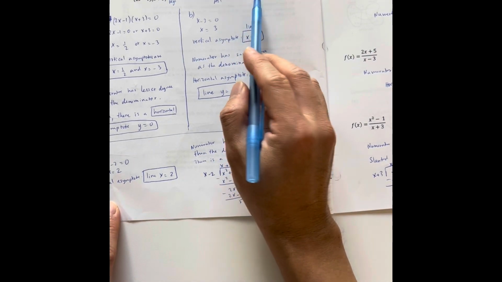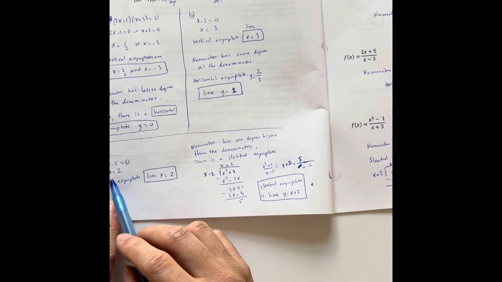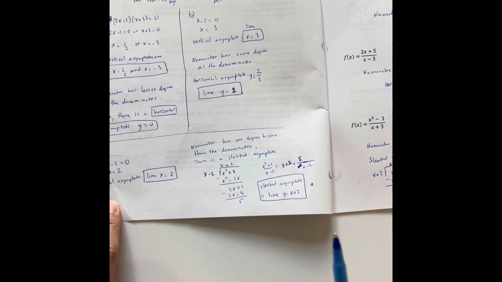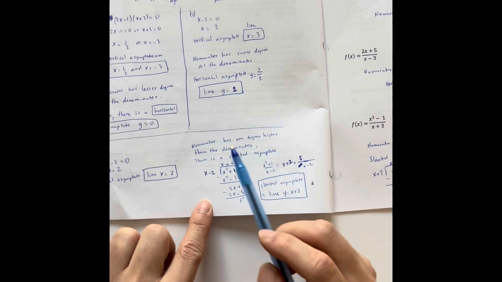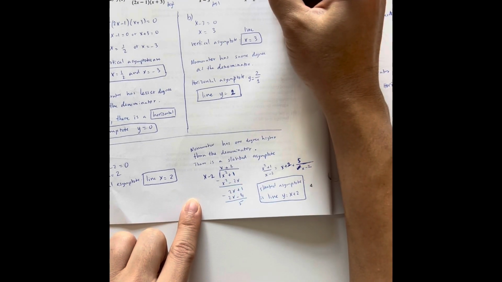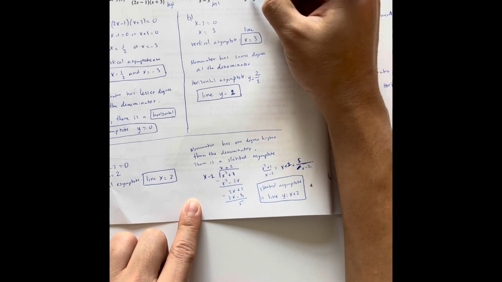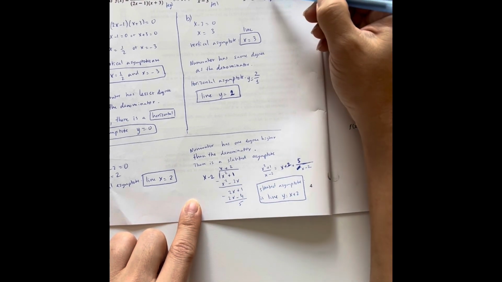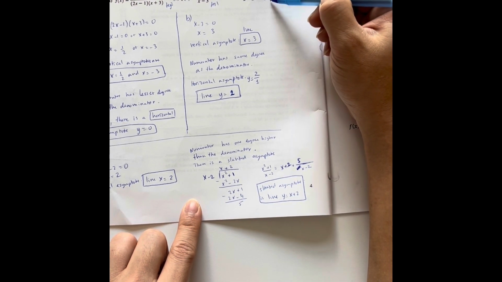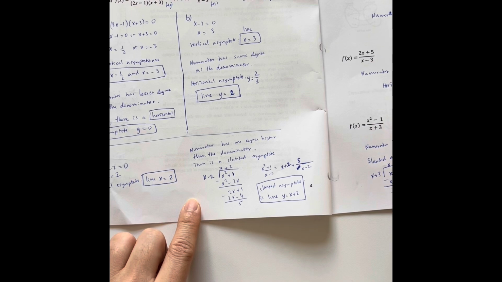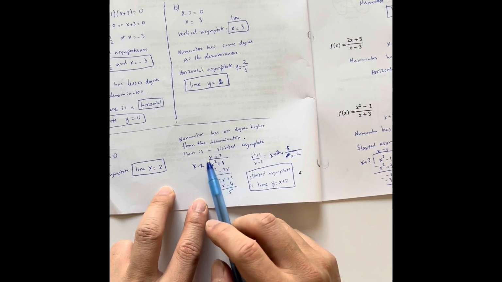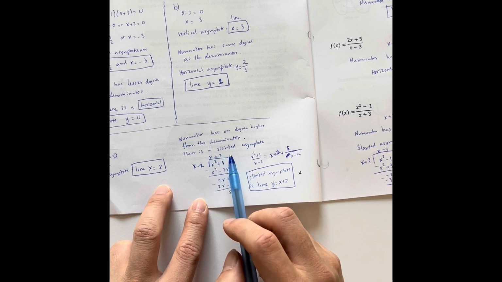For C, for the vertical asymptote, set x minus 2 equals 0, so the line x equals 2 is the vertical asymptote. And the numerator is degree 2, and the denominator is degree 1. So the top is one more than the bottom, which means there's going to be a slanted asymptote. We can find that by doing the synthetic division.